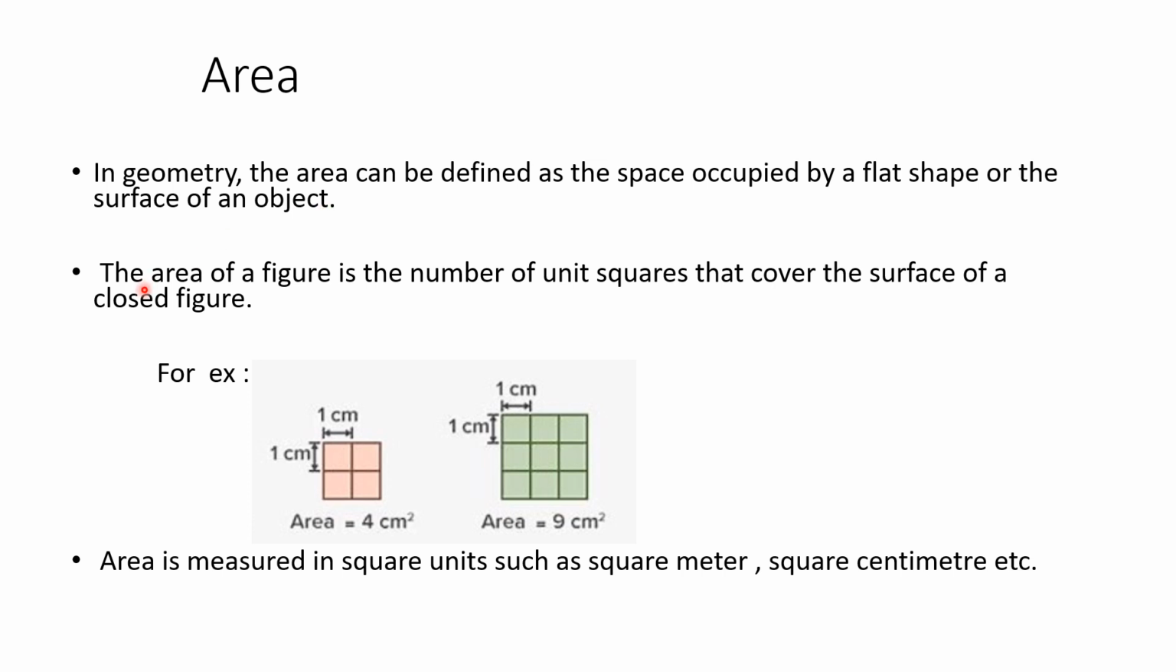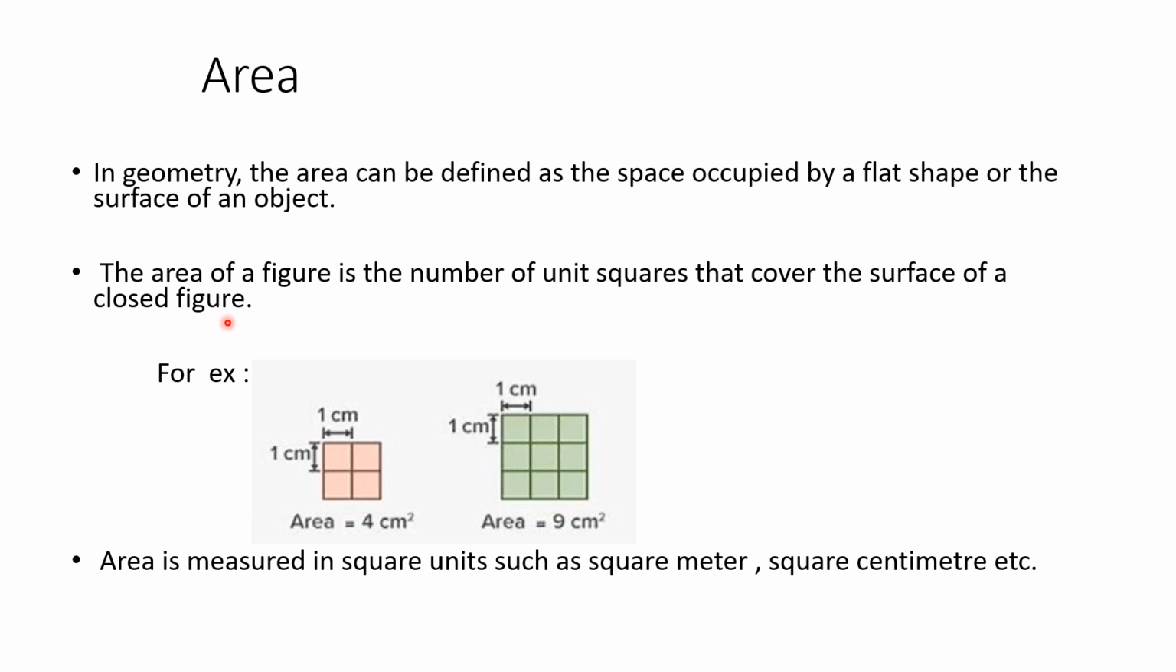Is it clear? Or the area of a figure is the number of unit squares that cover the surface of a closed figure. So area meaning is in a closed figure. So the figure should be closed. In a closed figure, how many unit squares are there? How many unit squares it contains or it cover. Okay, that is called area. So area is the number of unit squares that cover the surface of a closed figure.